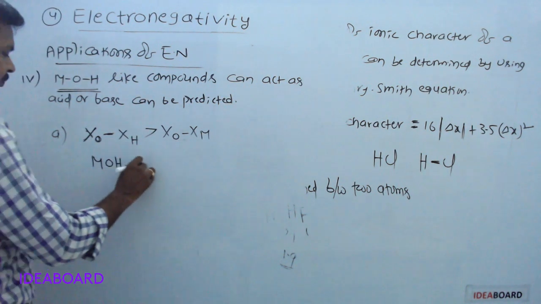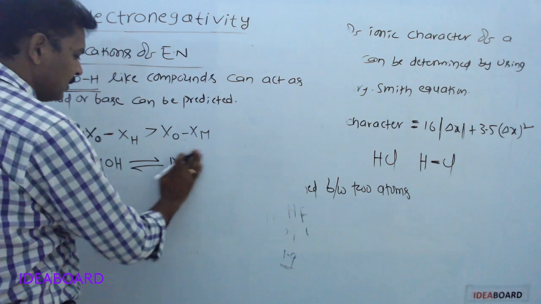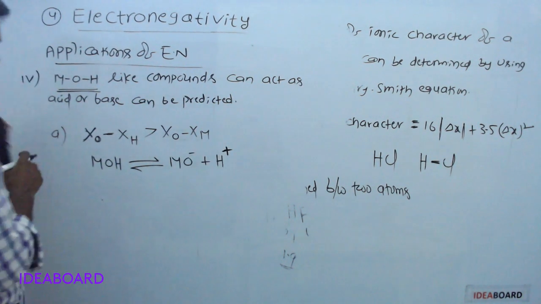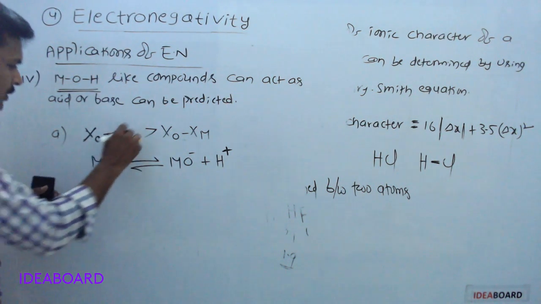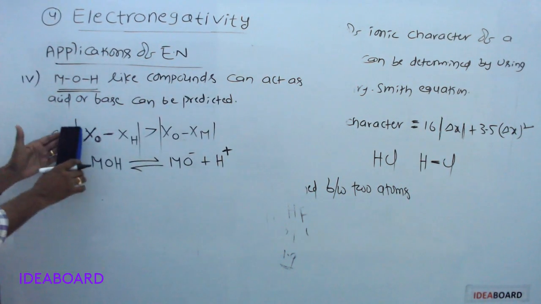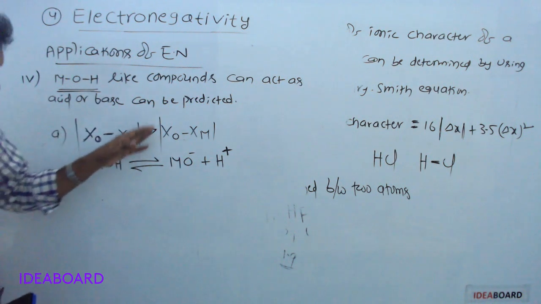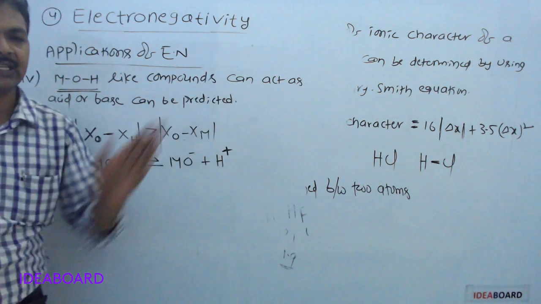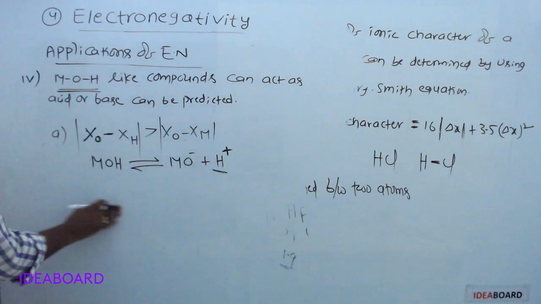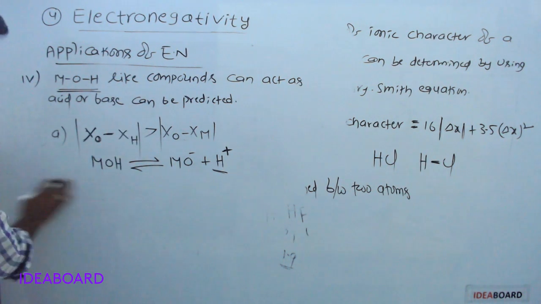If it acts as acid, it gives MO minus ion plus H plus ion. If we take the modulus of XO minus XH, meaning just the difference, whether positive or negative, and the modulus of XO minus XH is greater than XO minus XM, MOH can act as acid. We know that acid means which gives H plus ion.